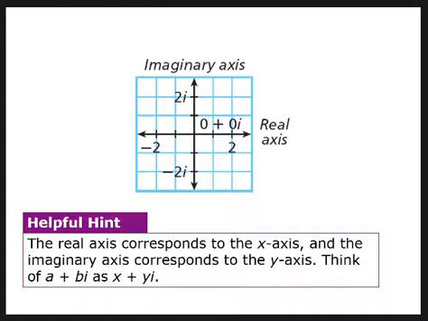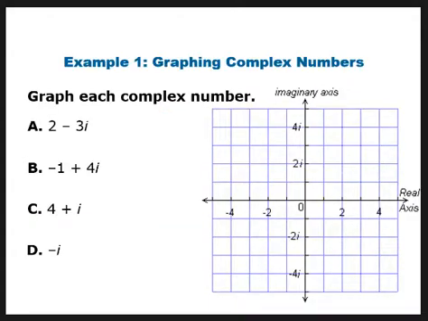So if we're taking numbers that are in the form a plus bi, essentially what we're going to do is move left and right according to whatever our real number is, and then up or down according to whatever the number in front of the i is, or whatever the imaginary number is. At the bottom here, this is kind of a helpful hint. If you want to think about a plus bi as x plus yi, if you'd like to make that comparison between the complex plane and the regular coordinate grid and coordinate axis, you could do that if you wanted to.